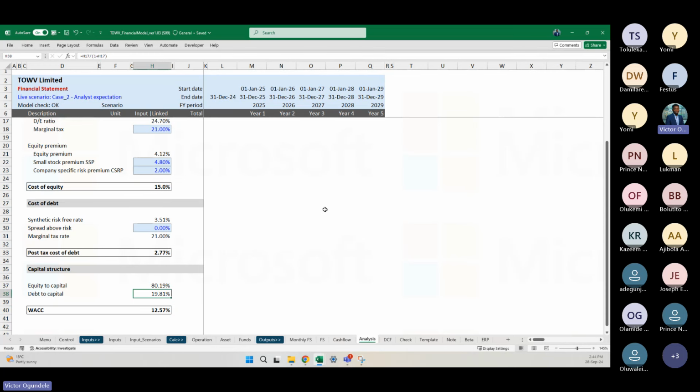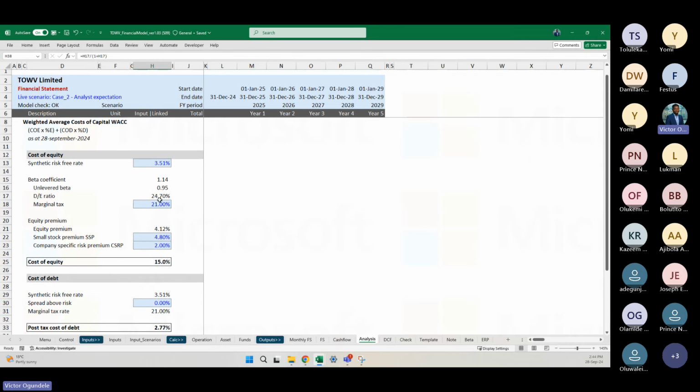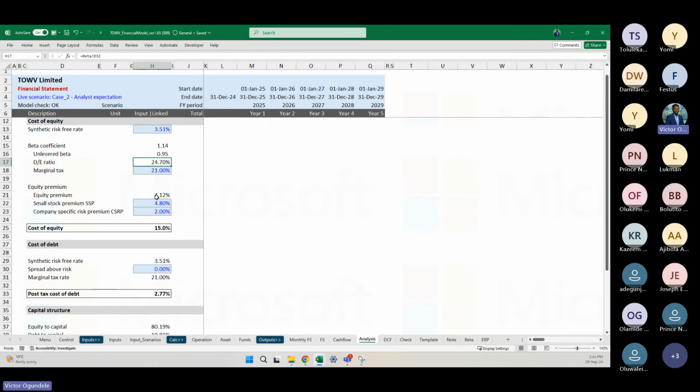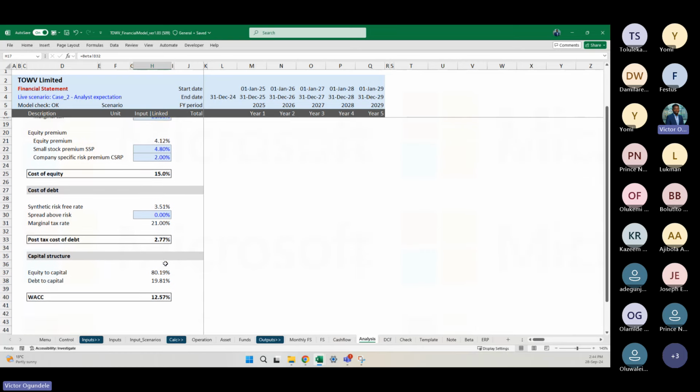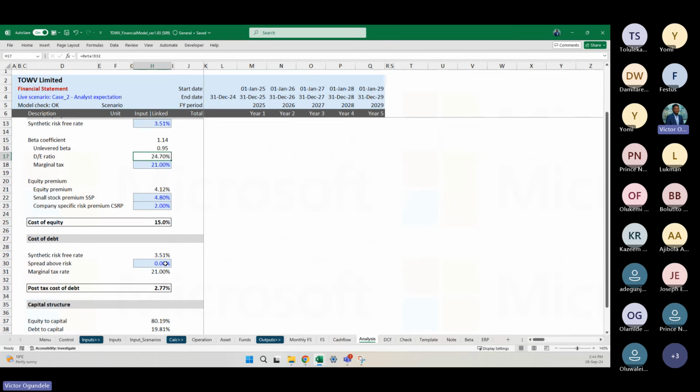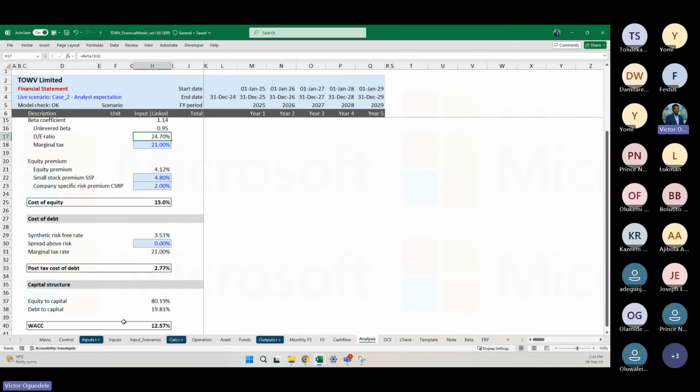So since you have your debt to equity ratio, this is telling you the percent of debt to equity. For you to now use the debt to equity ratio to get your debt to capital, basically it is this debt to equity ratio divided by, open your bracket, 1 plus that same debt to equity, and that will give you your debt to capital.